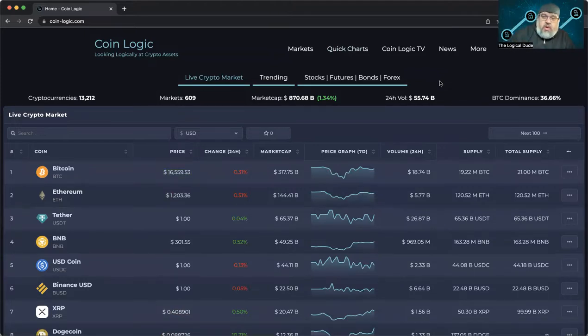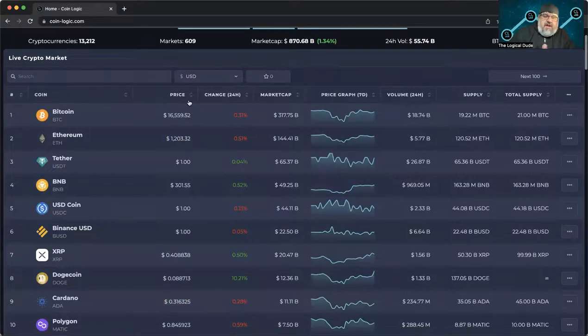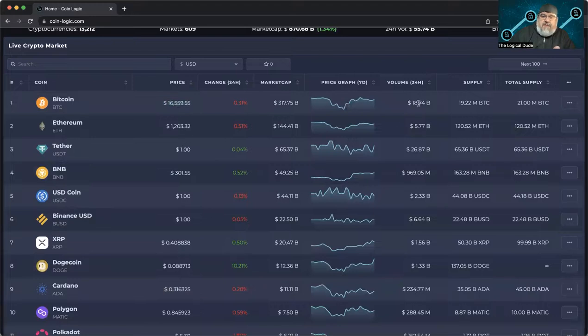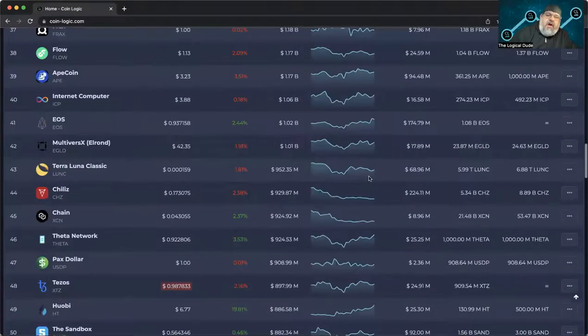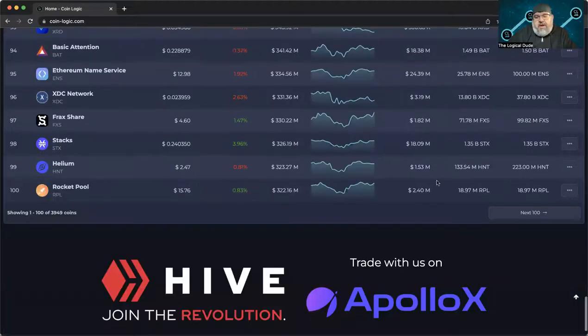And welcome to coin-logic.com. When you open it up, you've got three tabs there. At the top, we've got live crypto markets, which shows you live updated feeds of the crypto markets. It starts you off with the top 100. You can scroll all the way through the market, go to the next 100, go to the next 100. But you can see here, this is all out of 3,949 coins.